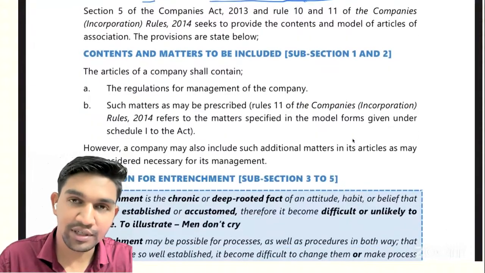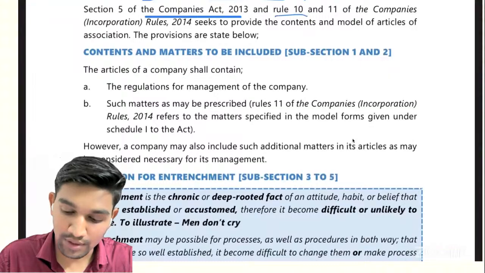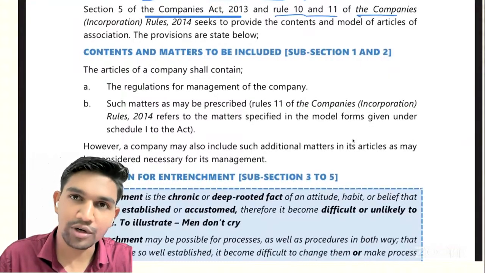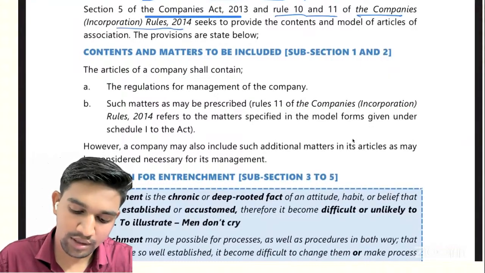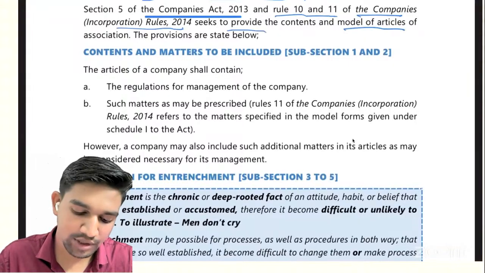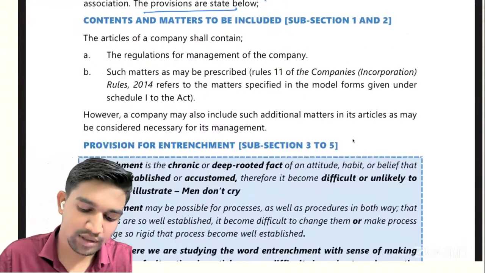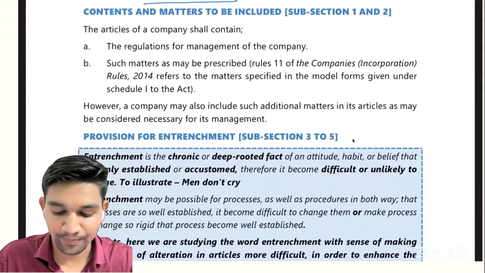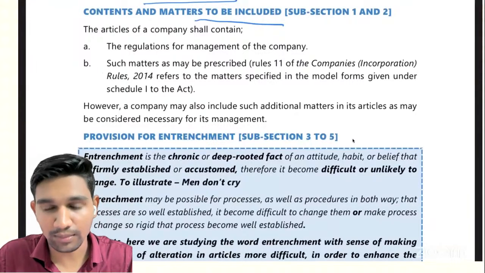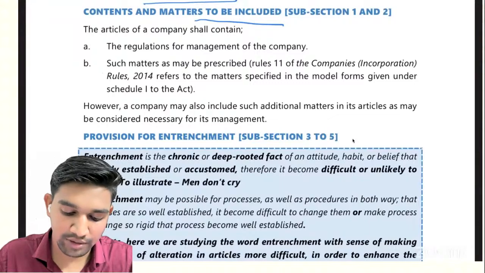Section 5 of the Companies Act 2013 and Rule 10 and Rule 11 of the Companies Incorporation Rules 2014 seek to provide the contents and model of articles of association. The provisions are stated below. First one, contents and matters to be included in articles of association, subsection 1 and subsection 2 of section 5.